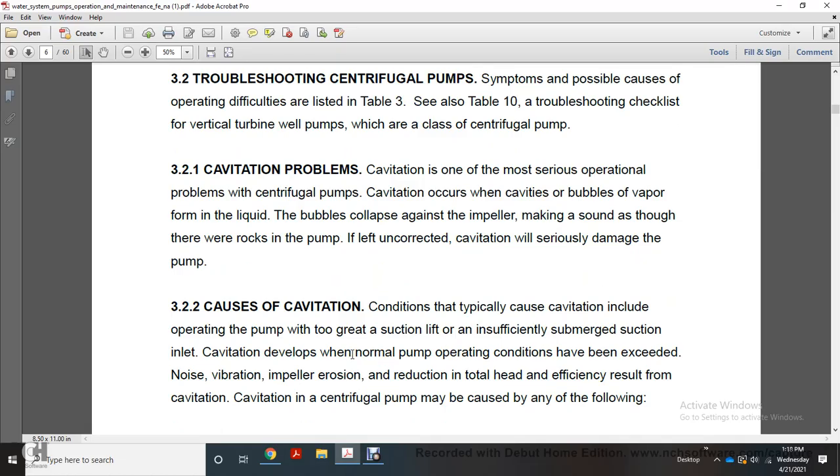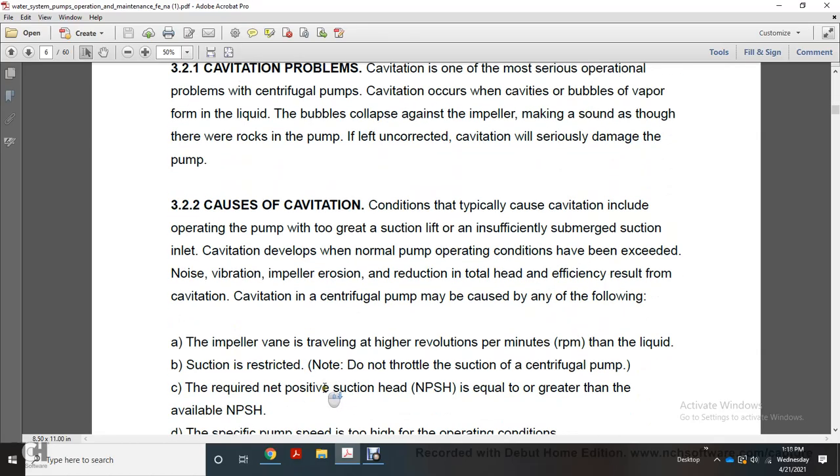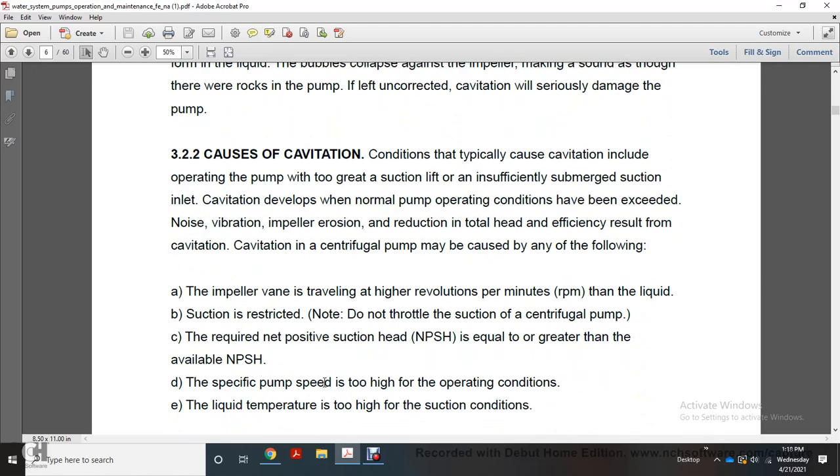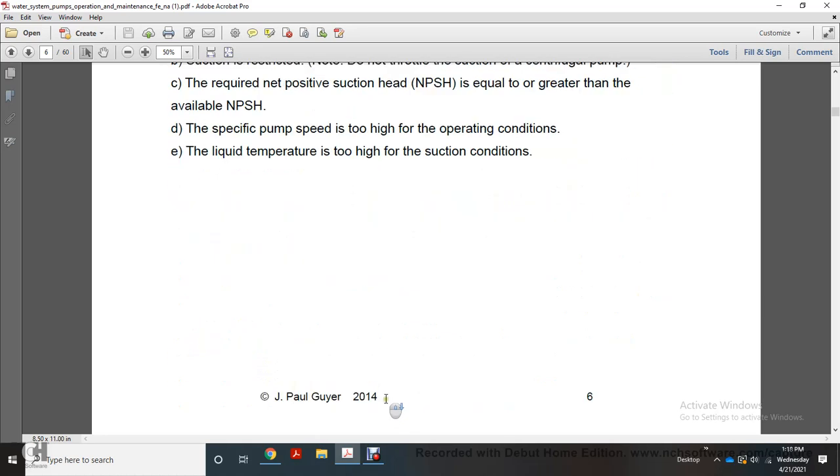Typical causes of cavitation include operating the pump with too great a suction lift and an insufficiently submerged suction inlet. Cavitation develops when normal pump operating conditions have been exceeded. Noise, vibration, impeller erosion, and reduction in total head and efficiency are results of cavitation. Cavitation in a centrifugal pump may be caused by the following: the impeller vane traveling at high revolutions per minute, then liquid suction is restricted. Note: do not throttle the suction in a centrifugal pump. Required net positive suction head is equal to or greater than the available net positive suction head. Specific pump speed is too high for the operating conditions. Liquid temperature is too high for the suction conditions.